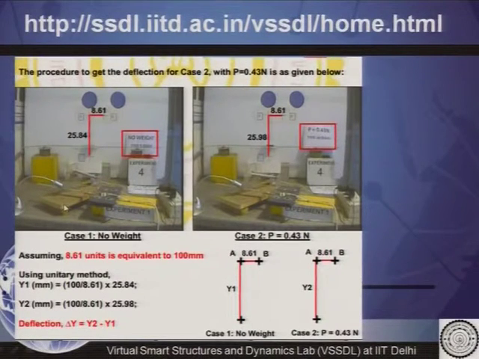So, in the first case when there is no weight, the user will save that picture and he needs to open that picture in Word, and the user is now required to draw a line between these points A and B in Word. As we know, the distance between these 2 points is actually 100 mm. So, he can relate the length which he has got in the Word with this 100 mm. So, we can say this 8.61 units is equivalent to 100 mm.